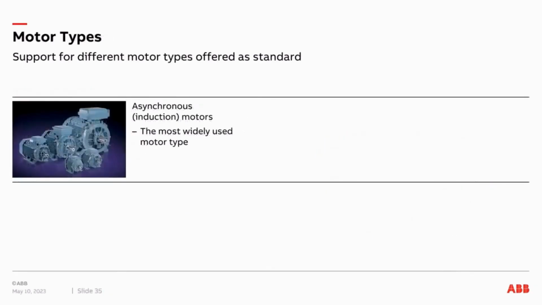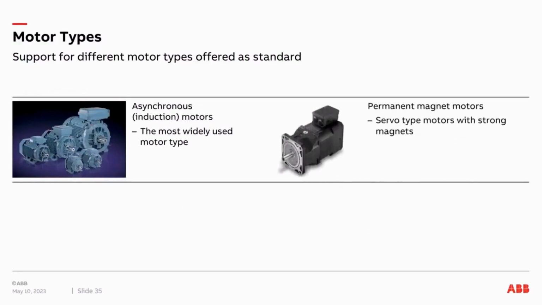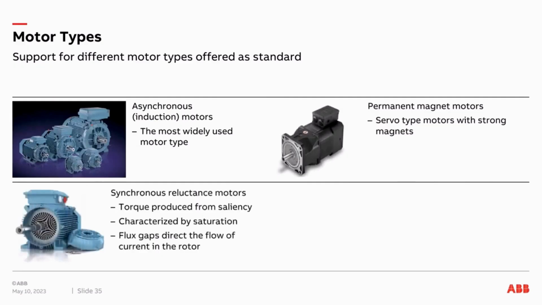Let's look at the different types of motors we support. An asynchronous motor is an induction motor. It's the most widely used motor type. Permanent magnet motors are servo-type motors with strong built-in magnets. In a synchronous reluctance motor, torque is produced through something called saliency. It's characterized by saturation. The flux gaps direct the flow of current in the rotor. So by having these open gaps in the rotor that are air, the current causes rotation.